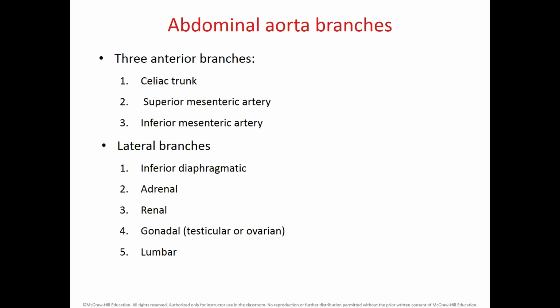In the abdomen, the abdominal aorta is going to give three anterior branches, or branches that go to the front. So the first one is the celiac trunk, just below the diaphragm, then the superior mesenteric and the inferior mesenteric. The celiac trunk is going to provide blood supply to the liver, the spleen, the stomach, the duodenum, and the pancreas. The superior mesenteric is going to provide blood supply to the entire small intestine and also to the first half of the large intestine.